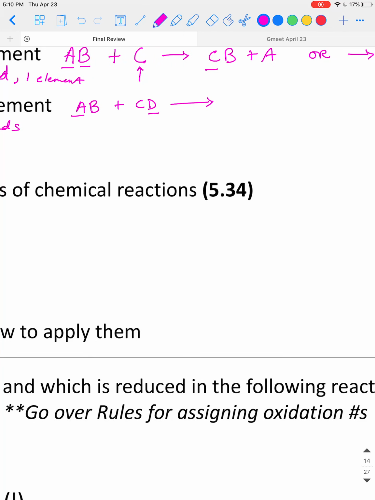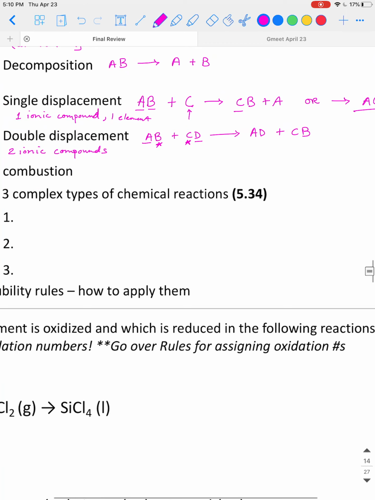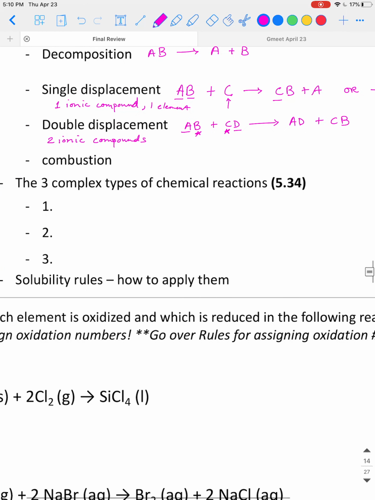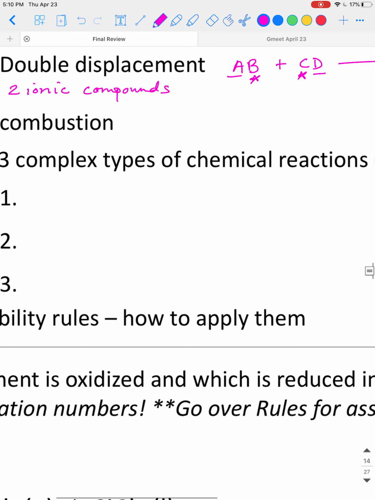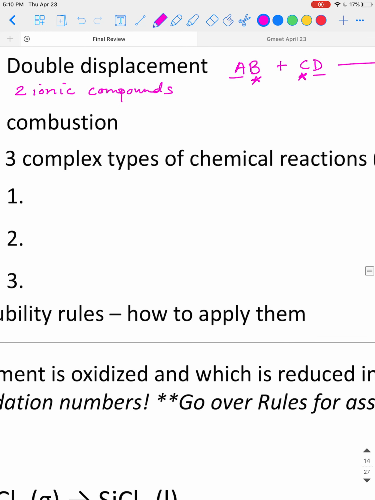And the cations and the anions are going to switch. We know we write cations first. So the cation from the first compound is going to join up with the anion from the second, so you'll get AD. The anion from the first will join up with the cation from the second, so you'll get CB. That's as straightforward as we can put it. That's double displacement.